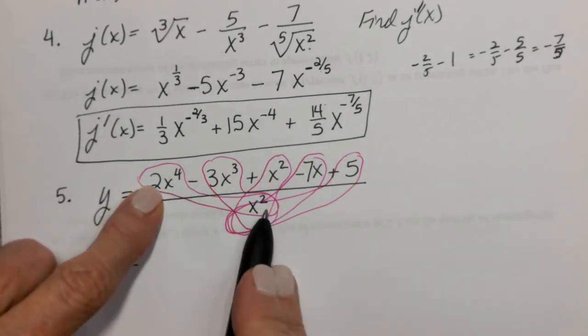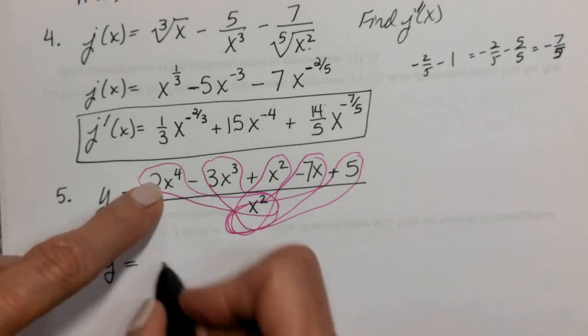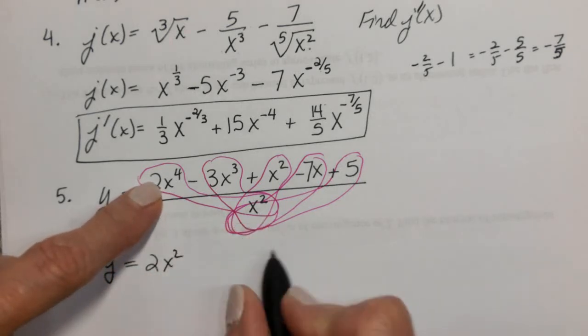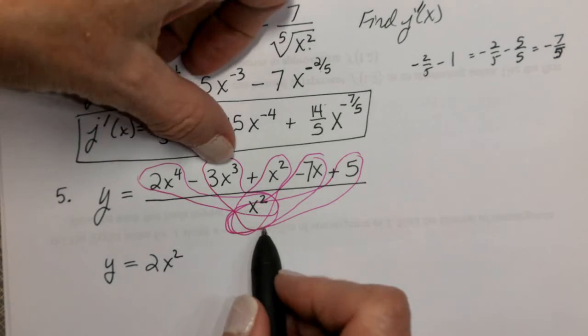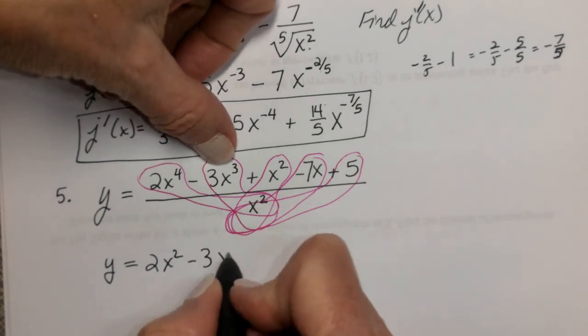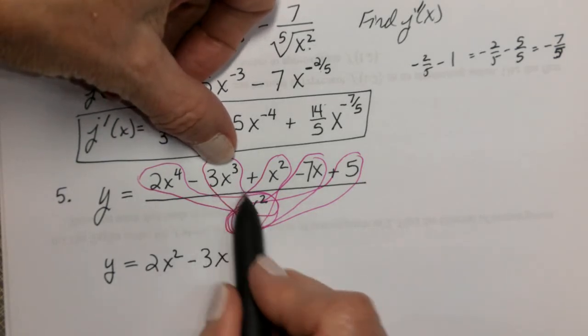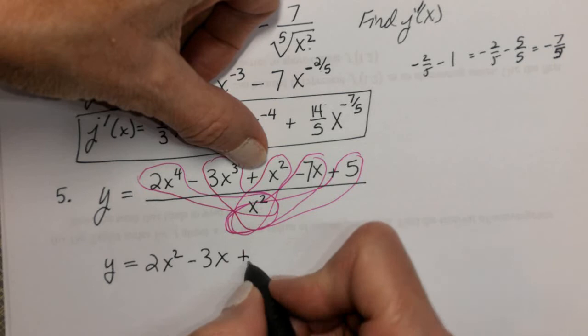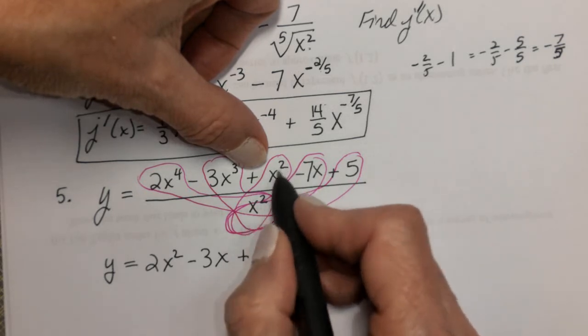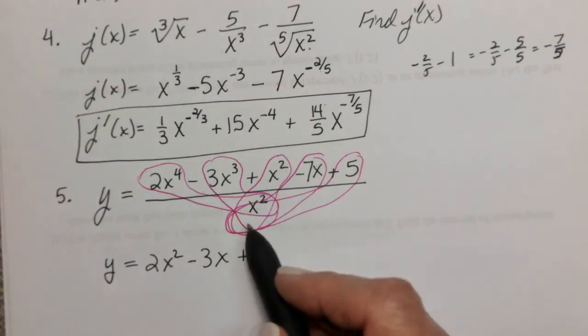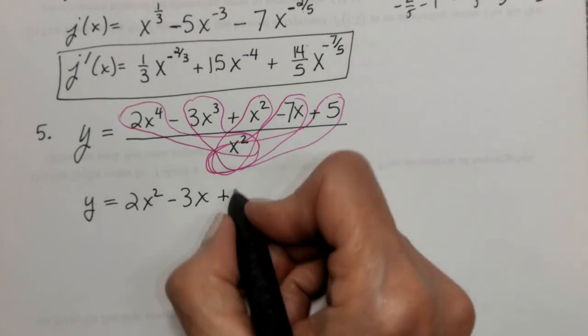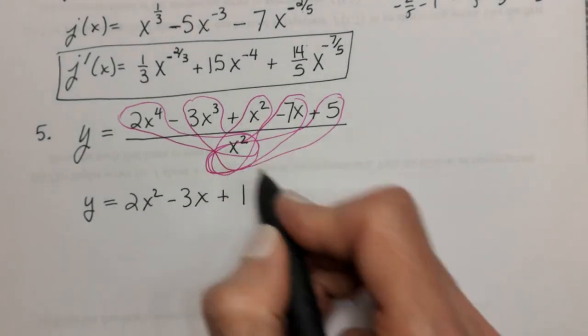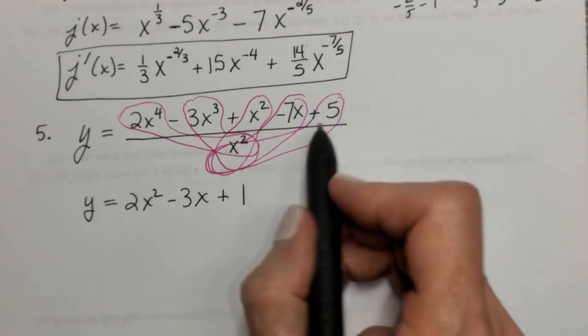2x to the fourth divided by x squared is 2x squared. Subtract your powers. Okay? Minus 3x to the, what happens to the x's? You're left with 1 on top. So just 3x to the first. Plus, okay, what happens to the x's here? They cancel out. What do they cancel to? They cancel to a 1. They reduce to 1.